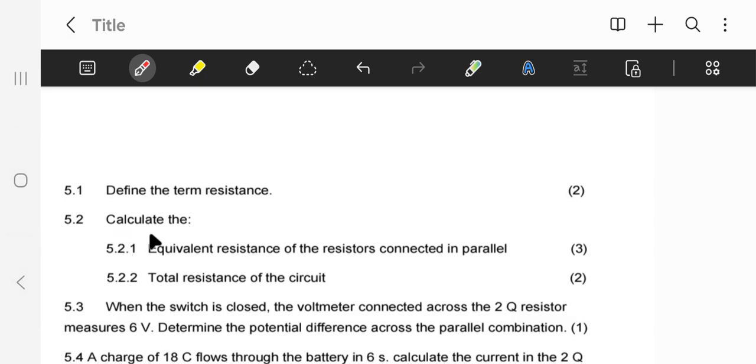And then we go to 5.2. They say calculate the equivalent resistance of the resistors connected in parallel. When they say equivalent, they want you to find the total resistance in parallel. They can also use the word effective. If they say find the effective resistance, they're saying find the total resistance of the resistors connected in parallel. Okay, so let's do that.